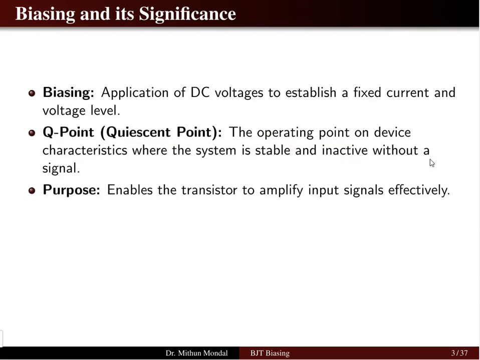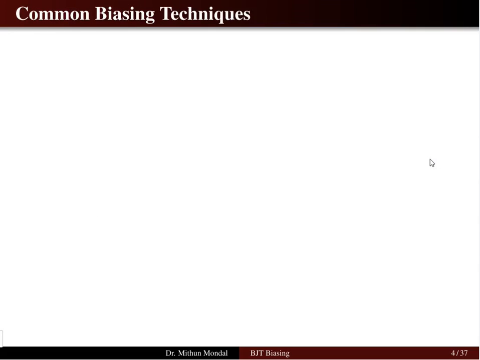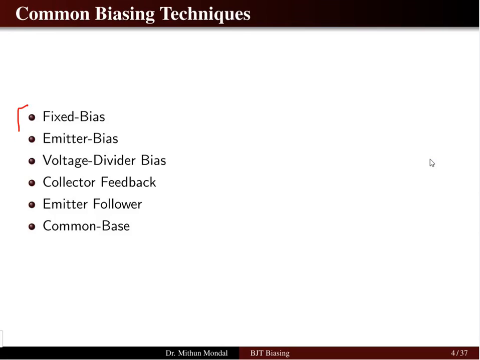The purpose is that it enables the transistor to amplify the input signal effectively. So the amplification which we need to achieve for the BJT should be effectively done at the Q point without having any variation. Real world cases include audio amplifiers, RF circuits, and signal processing amplifications. Some of the common biasing techniques that we will discuss in this topic are the fixed bias, the emitter bias, the voltage divider bias configuration, the collector feedback, emitter follower, and common base. So these common biasing techniques we will discuss in this particular lecture.